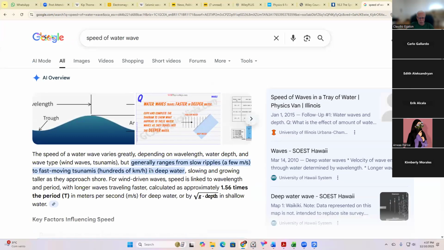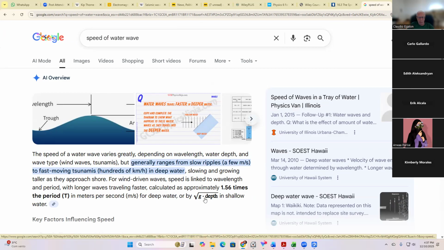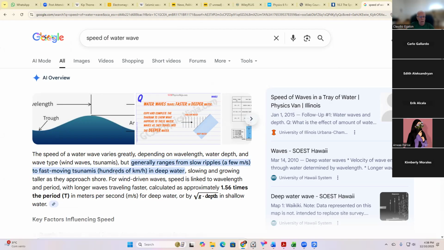Speed of a water wave is given by the acceleration of gravity times the depth. The speed of a water wave varies greatly depending on the wavelength, water depth, and wave type, but generally ranges from slow ripples to fast-moving tsunamis in deep water, slowing and growing taller as they approach. For wind-driven waves, speed is linked to the wavelength and period, with longer waves traveling faster, calculated at approximately 1.56 times the period. For deep water. For deep and shallow water, right?